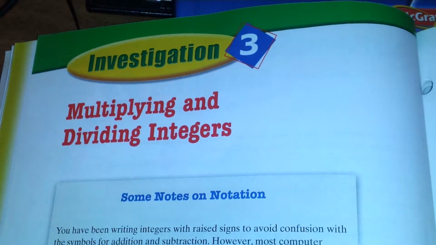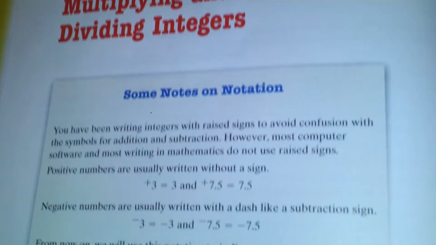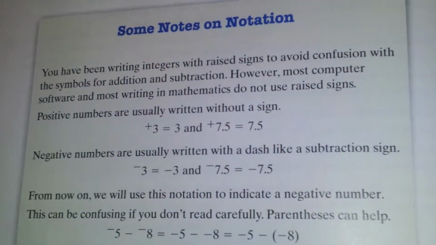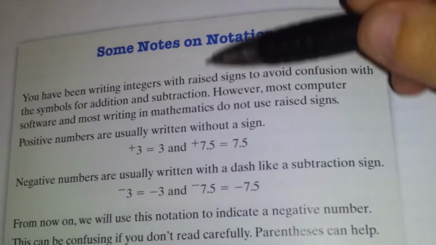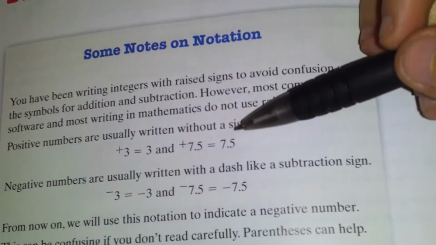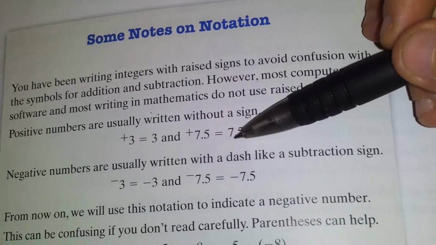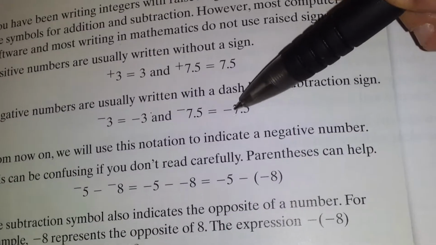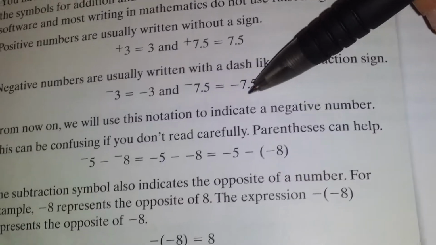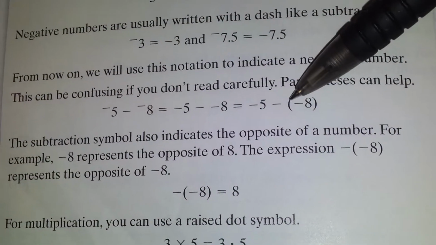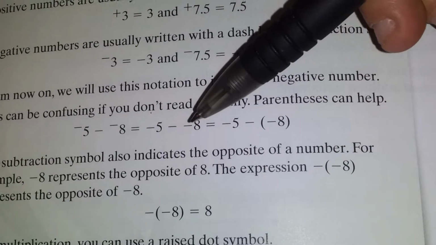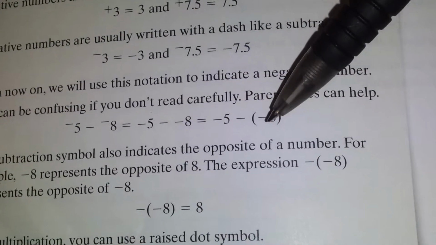Welcome to Investigation 3, Multiplying and Dividing Integers. There's a little note on notation that we're going to see in this unit, and it's that we're going to stop using those plus signs to refer to positive numbers. You're just going to see them like normal numbers. And then negative numbers, instead of a raised sign, there's just going to be a normal sign, and it'll look like subtraction. Sometimes you'll also see parentheses, and that's basically just to help you distinguish between the negative sign and the subtraction sign so that it's easier to read.